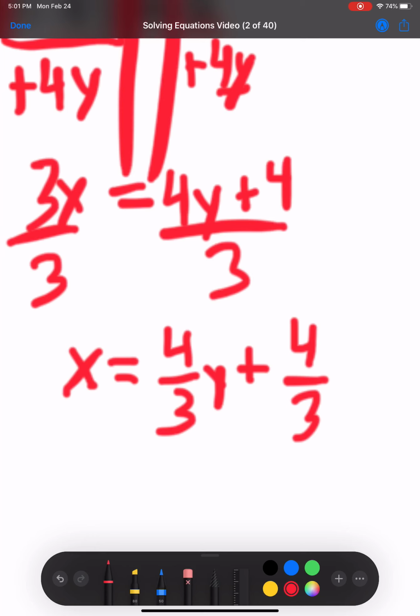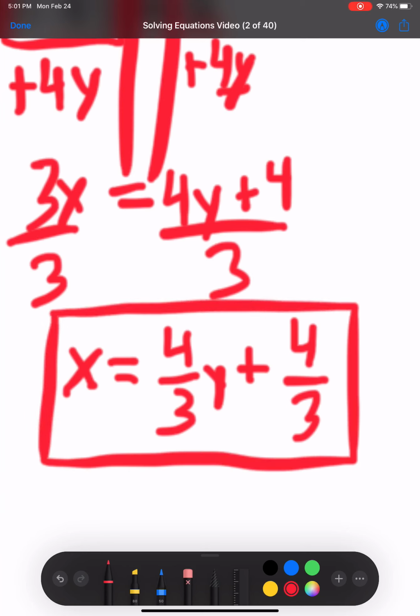I just need to make sure, take one look and say, are my fractions simplified and reduced as far as they can go? In this case, they are, so I actually don't have to do anything else. If we were solving for x, our answer would be x equals 4/3 y plus 4/3.